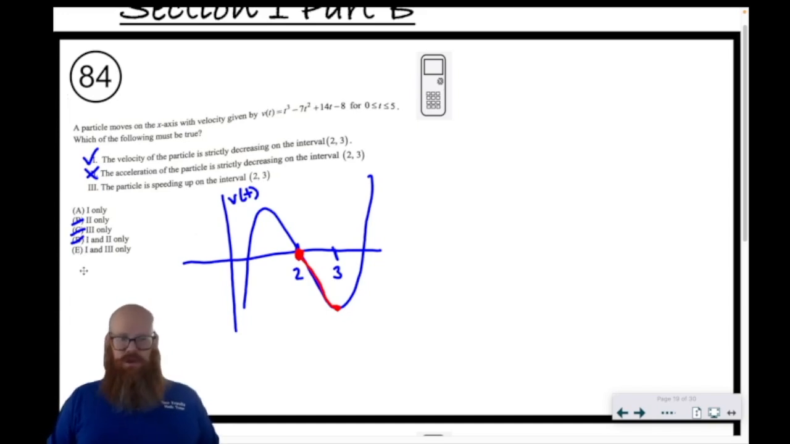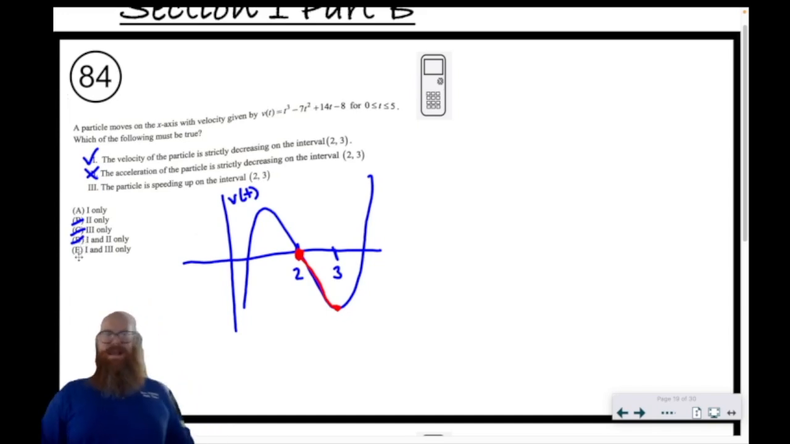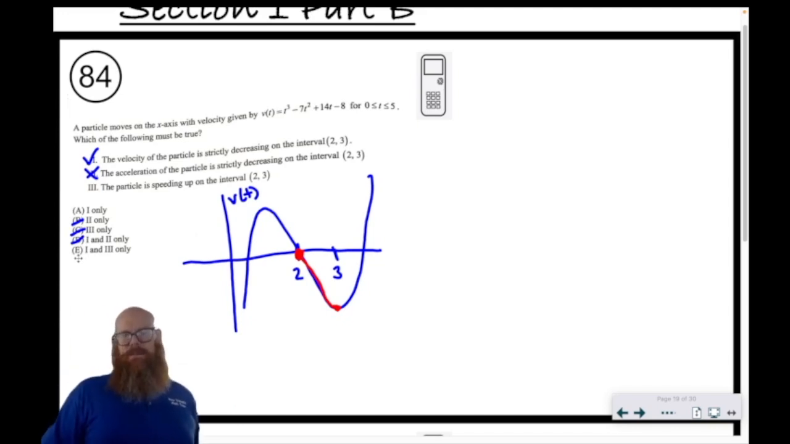So it all depends on number 3. The particle is speeding up. Well, a particle is speeding up when there's a sign match between the velocity and acceleration.